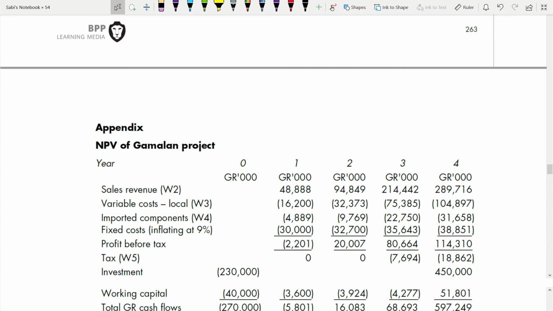Take a ruler, start drawing, make up a table, 5 columns, six columns actually. One is for the year, your description. The other one is starting with year zero. It should always start with year zero. It's 4 years, but yes, don't forget about year zero. So year zero, 1, 2, 3, 4. Okay, take a ruler.